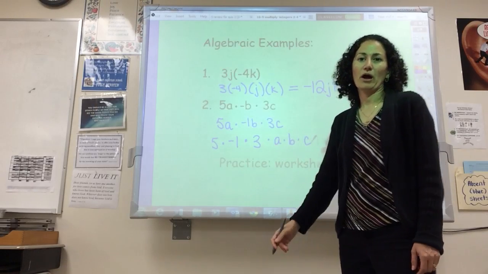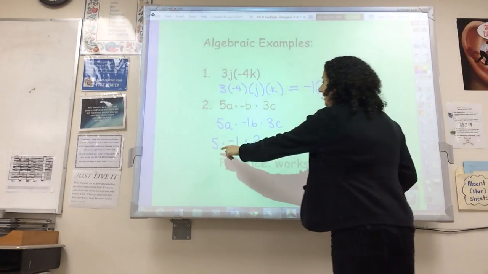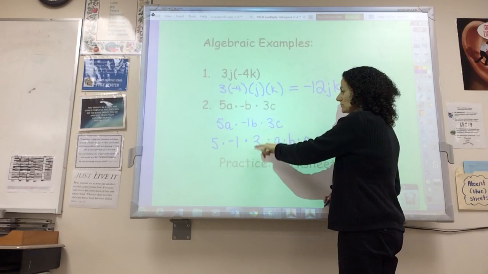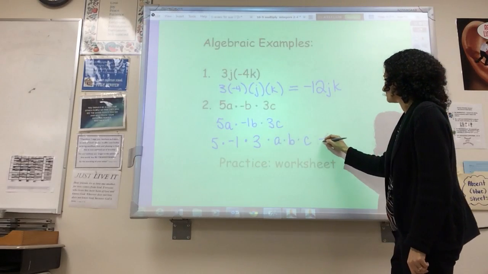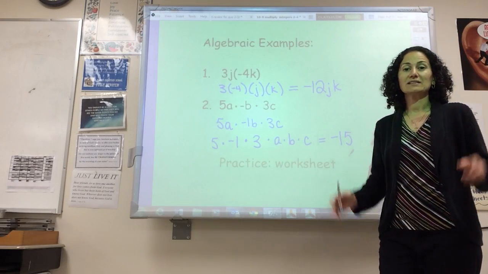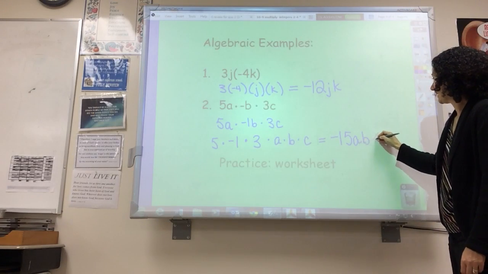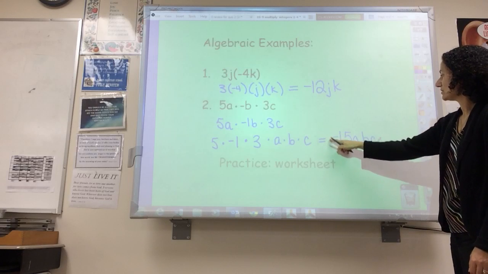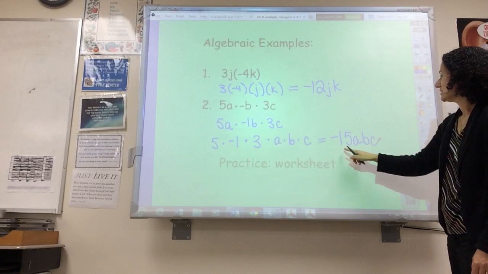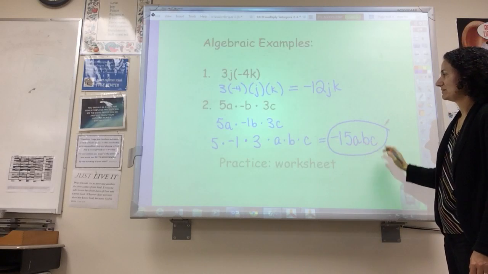I'm just using the commutative property. I'm pulling out the numbers. I'm going to multiply those since I know what they are. 5 times negative 1 is negative 5. Negative 5 times 3 is negative 15. And since I don't know what a, b, and c are, I'm just simplifying this expression here, and I'm going to add those in my answer after the number. So the number, also known as a coefficient, goes in front of the letters, the variables. So my final answer, as far as I can go right now, is negative 15abc.